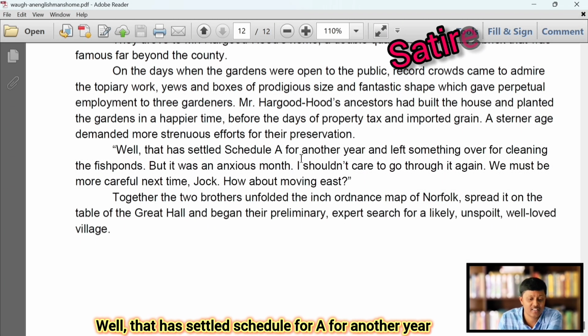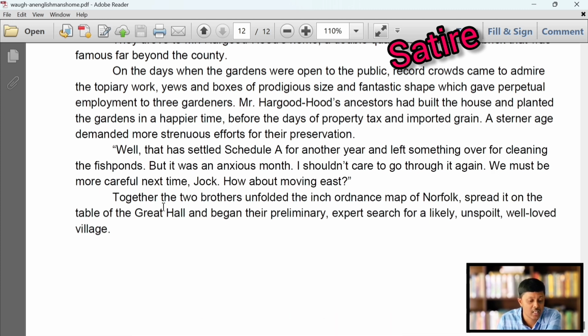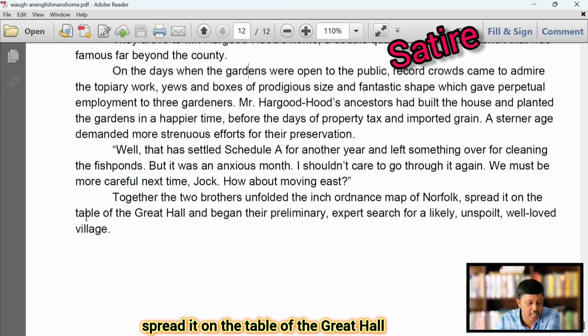Well, that has settled the schedule for A for another year and left something over clearing the fish ponds. That it was an anxious month. I shouldn't care to go through it again. We must be more careful next time, Jock. How about moving east? Together, the two brothers unfolded the inch ordnance map on Norfolk, spread it on the table of the great hall, and began the preliminary expert search for a likely, unspoiled, well-loved village.